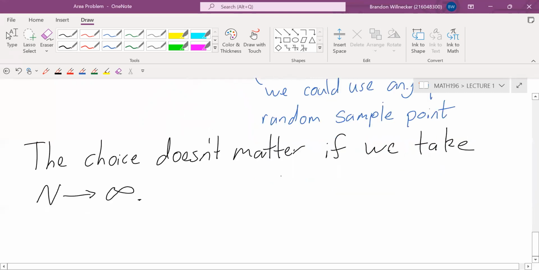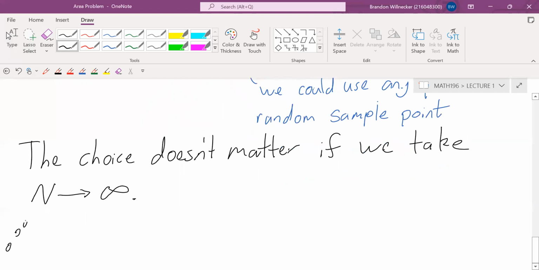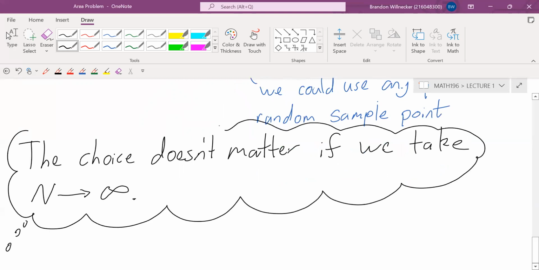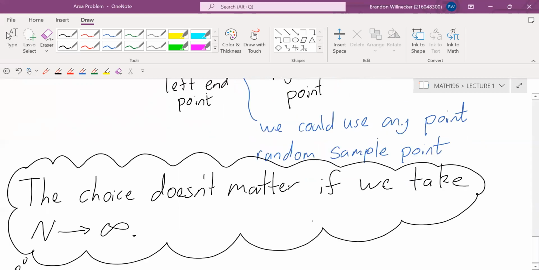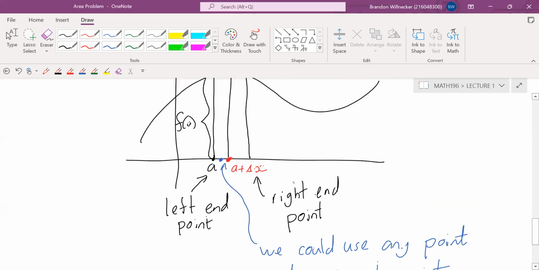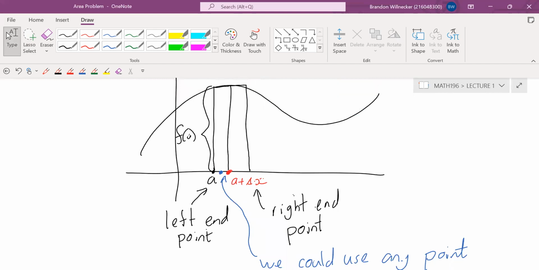Okay, so again, this is just the idea that we have. So let's put a cloud around that. That's just us thinking. So we have this idea that the choice shouldn't matter if we take n to infinity. Because if we do smaller and smaller rectangles, it shouldn't matter where we pick the x value that gives us the function value, which will then give us the height of the rectangle.